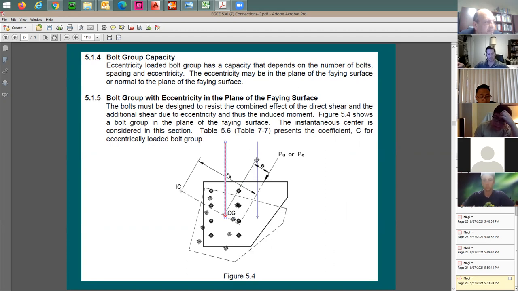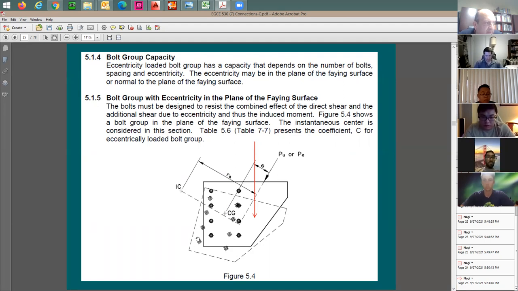Now, let me put this here. I'm going to say, let me add some eccentricity. Now, which bolt is going to be moving more than the other? Well, this bolt is going to be moving more, right? There's more rotation. I understand that this rotation is going to be extremely small. You may not even be able to see it with your eyes, but if any rotation is going to happen, some bolts are going to be moving more than the other. In a case like this, you should expect that the bolt that is moving more is going to be seeing more force. This is what makes sense.